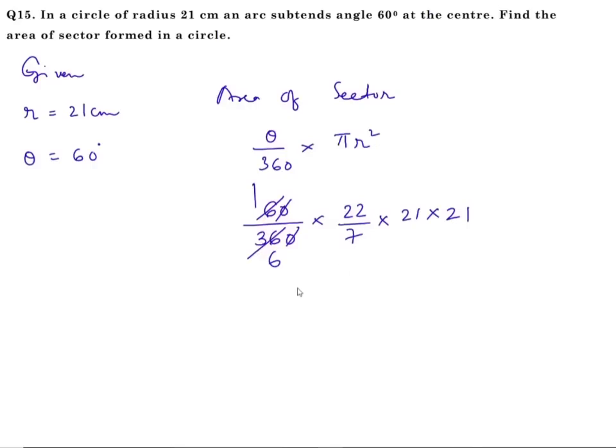Now what I get is 1 by 6, that is 2 threes are 2, 2 elevens are. What you get? 3 ones are 3, 3 sevens are. 7 and 7 will cancel. What you get? 11 into 21. Multiply 11 into 21, we get 231 centimeter square. This is the area of sector.